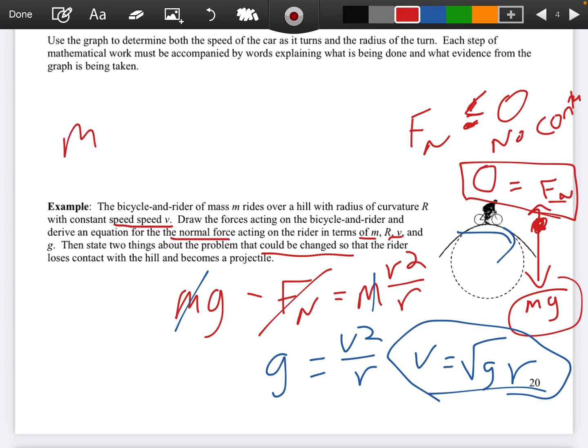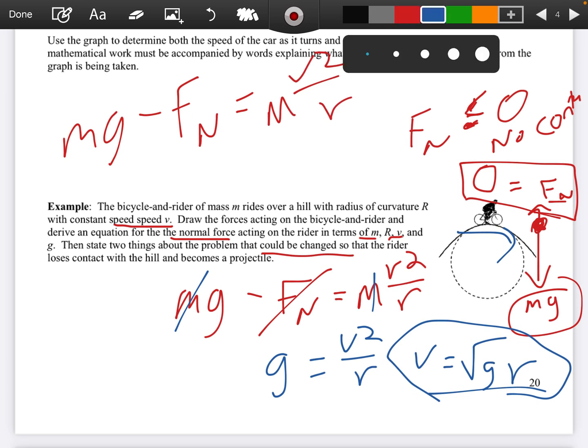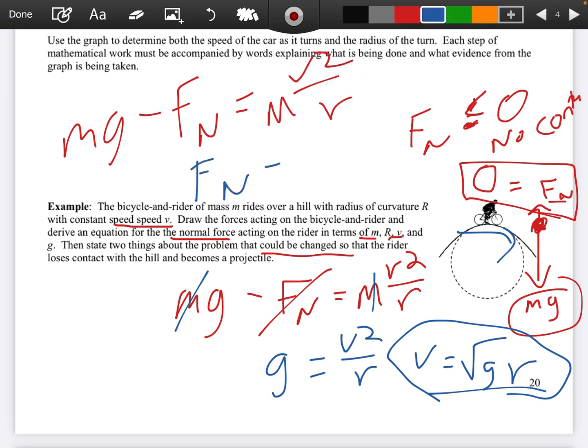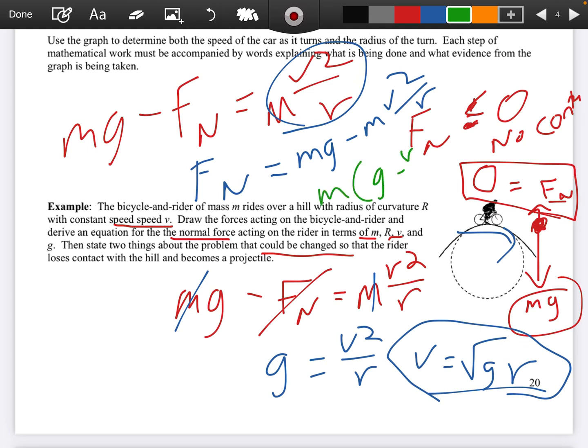So I'm going to start with that mg minus Fn. Forgot what the problem was asking. I'm sorry, it's like 10:30 at night or something. So Fn is going to equal, I'm going to add Fn to each side, and then subtract all of this over there. mg minus mv squared over r. And simplifying that, I get m times g minus v squared over r. There's our normal force.